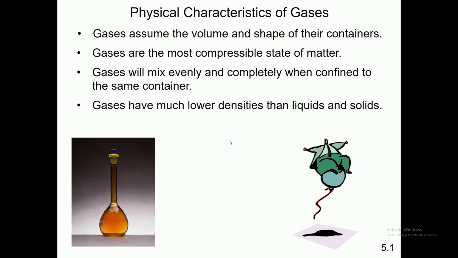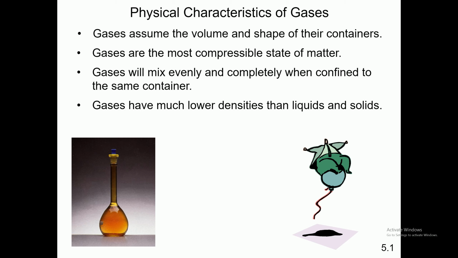The physical characteristics of gases we should know are that they assume the volume and shape of their containers, similar to liquids. They are the most compressible state of matter, which basically means we can decrease the area a gas takes up a lot easier than we can with liquids or solids. Also, gases will mix evenly a lot easier than, for example, a liquid will if they're in the same container. A perfect example of this is our atmosphere.